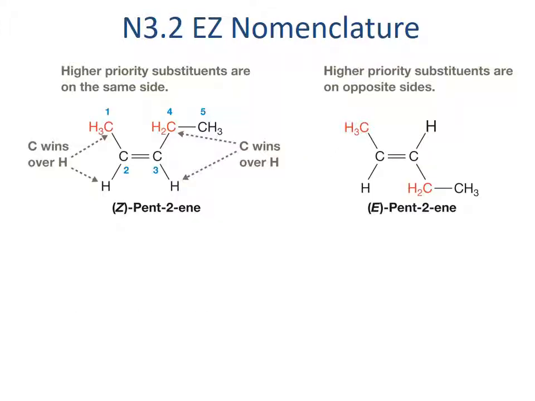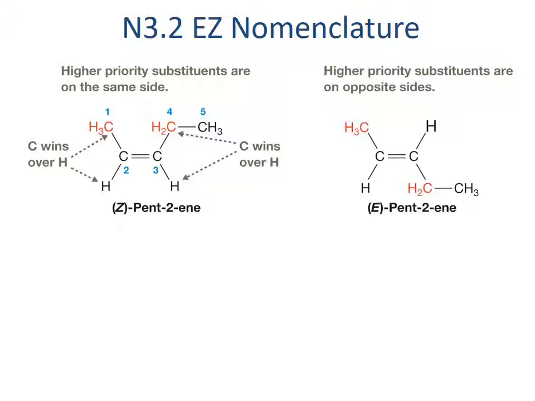We can assign priority to groups around an alkene as well and use them to designate that alkene with the EZ nomenclature system. We really only need to compare the groups on each carbon one versus the other. This is easy by comparison to the RS system. Whenever we assign EZ nomenclature, we're comparing the highest priority groups on one side of the double bond to the highest priority groups on the other side of the double bond.